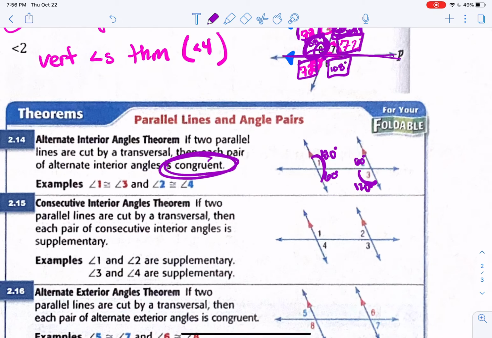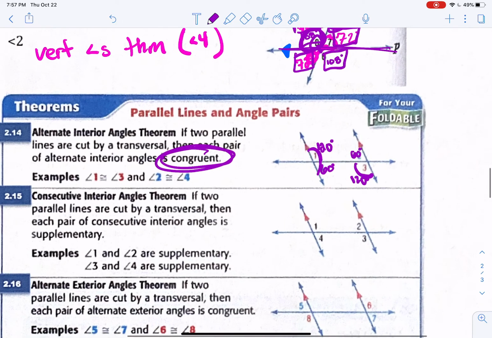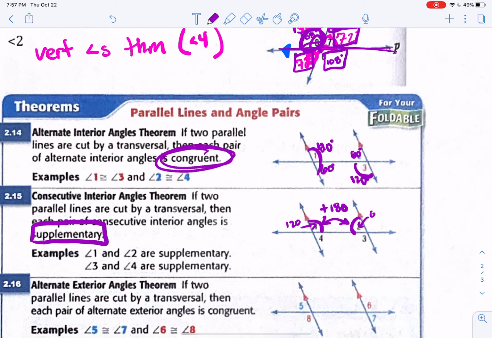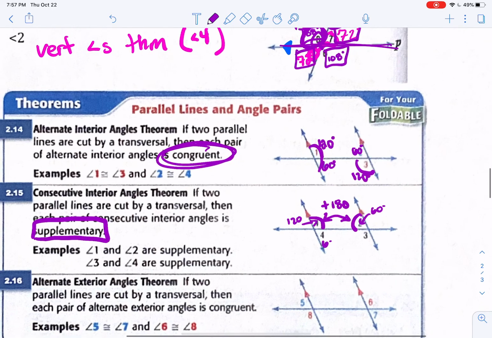Consecutive interior angles. The ones that are consecutive are the ones that are on the same side of the transversal. So angle 1, the one that is consecutive to him, is angle 2, okay? Angle 1 and angle 2 are consecutive. Now, those two measures are not the same measure, but they are supplementary angles. So they add up to be 180 degrees, okay? So if I use the same measures of 120 for angle 1 and 60 for angle 2, those two add up to be 180, okay? In the same way, if angle 4 is 60 and angle 3 is 120, those add up to be 180 as well, okay?